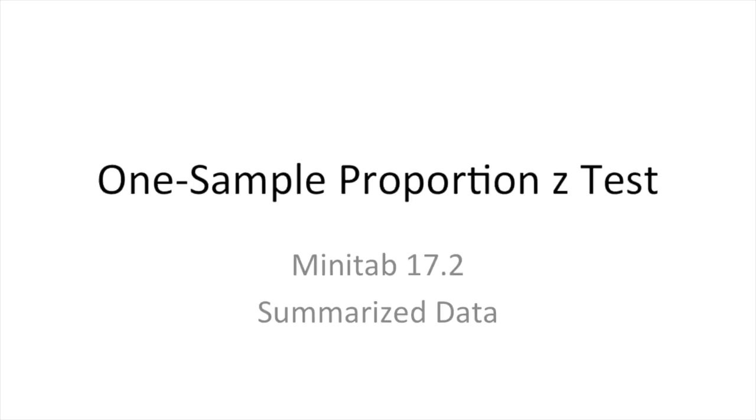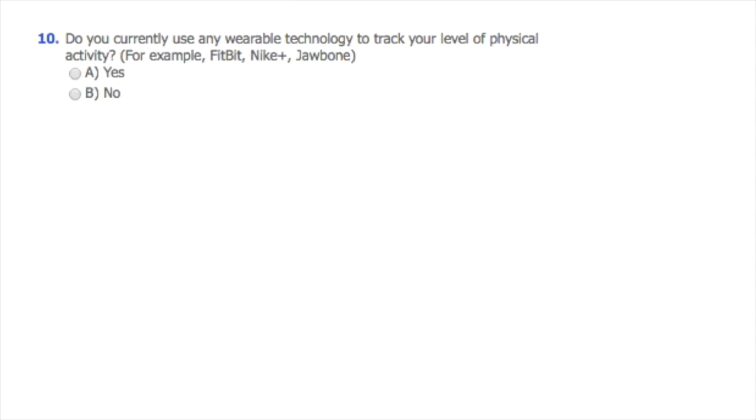In this video, we'll look at an example of a one-sample proportions t-test. I'll use Minitab, and we'll be given summarized data.